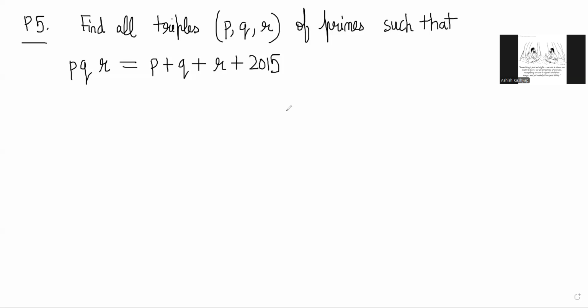So think about this. One thing I can tell you as a hint is you can assume that P is less than Q is less than R. The three prime numbers could be in any order. We can always assume that P is the smallest one, Q is the middle one, and R is the largest one. Think about what you will do here.